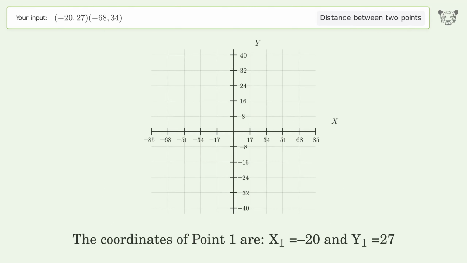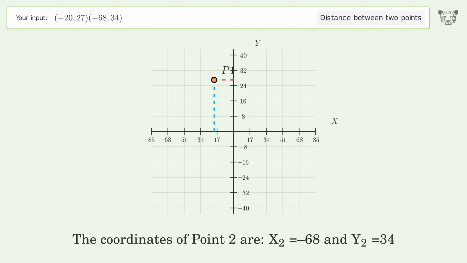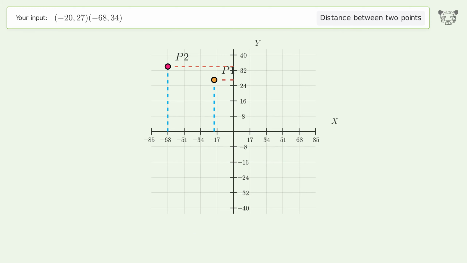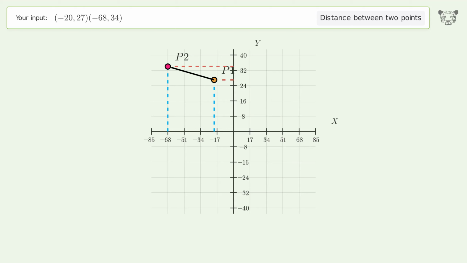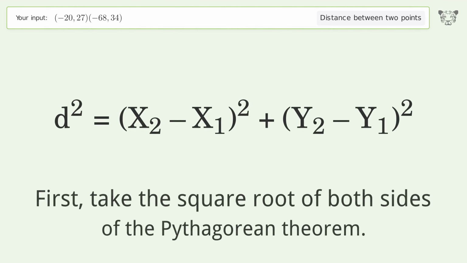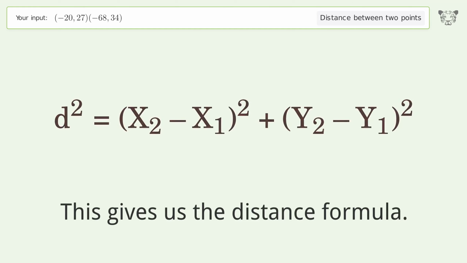The coordinates of point 1 are, x1 equals -20 and y1 equals 27. The coordinates of point 2 are, x2 equals -68 and y2 equals 34. D is the distance between the 2 points. First, take the square root of both sides of the Pythagorean theorem. This gives us the distance formula.